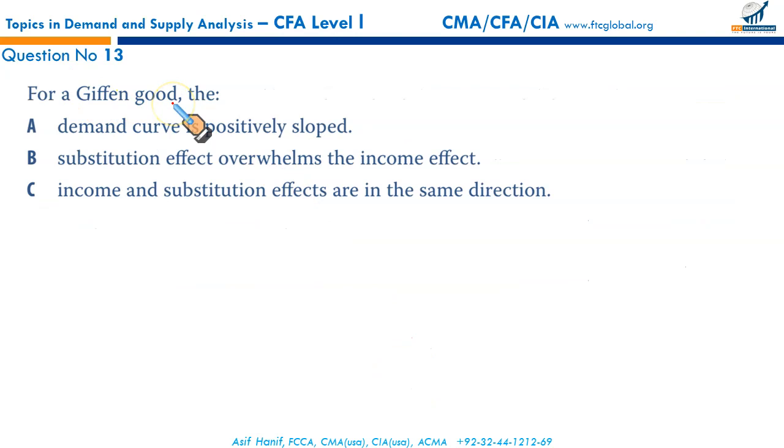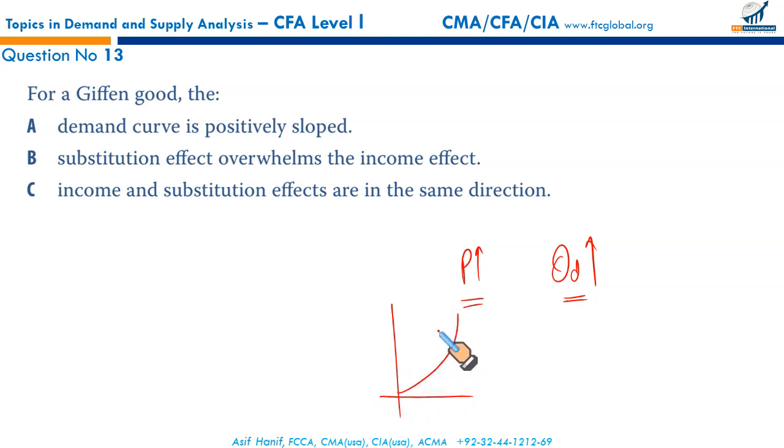13. For a Giffen good. Giffen goods are those goods that, with an increase in price, are demanded more. In other words, when the price goes up, the quantity demanded goes up as well. So for such goods, the demand curve is positively sloped. Look no further, it's A. Demand curve is positively sloped. In this case, the income effect overwhelms the substitution effect, and that's the case of goods that are just like iPhone. iPhone is a Giffen good. When the price increases, people purchase more of it. So that makes A our correct option.